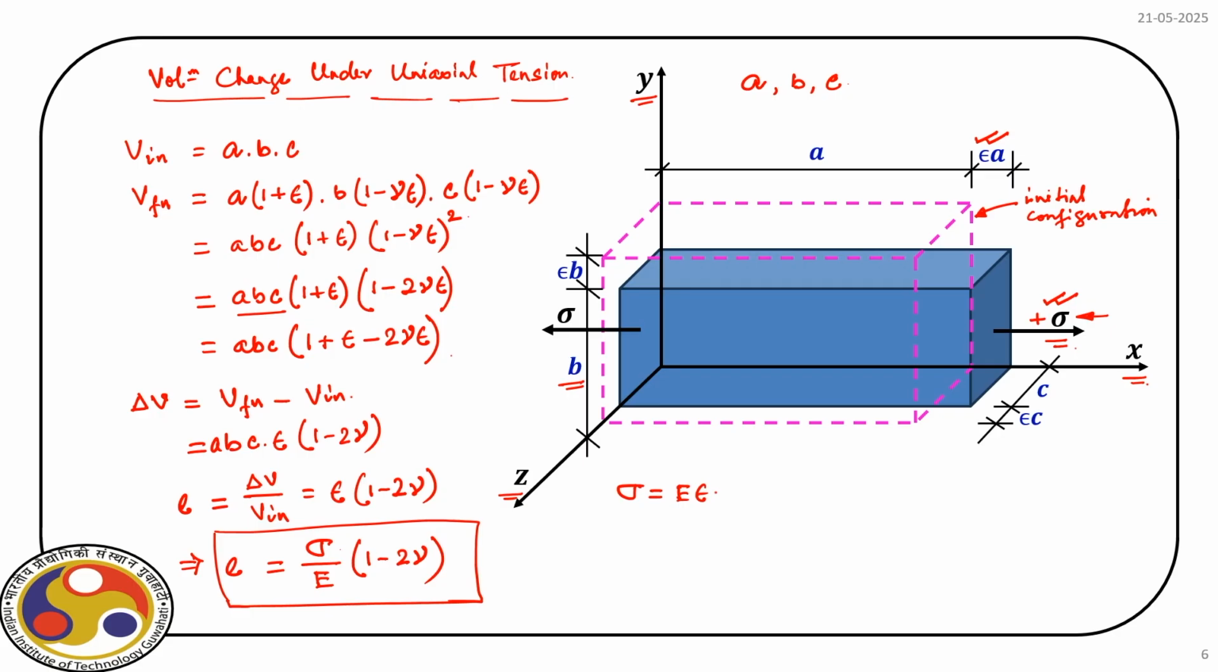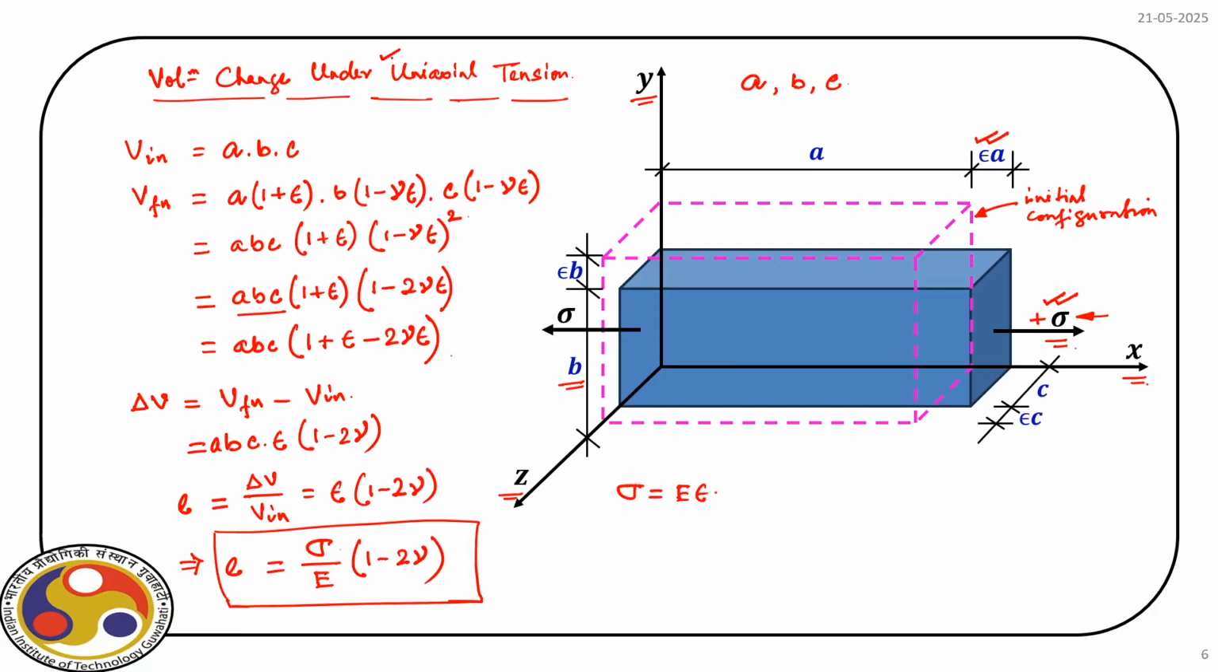So, that is how the material deforms in 3D once we have a uniaxial tension. And as you have noticed, because of the Poisson effect, we have change in volume, and that is quantified here. Okay. So, let us move forward.